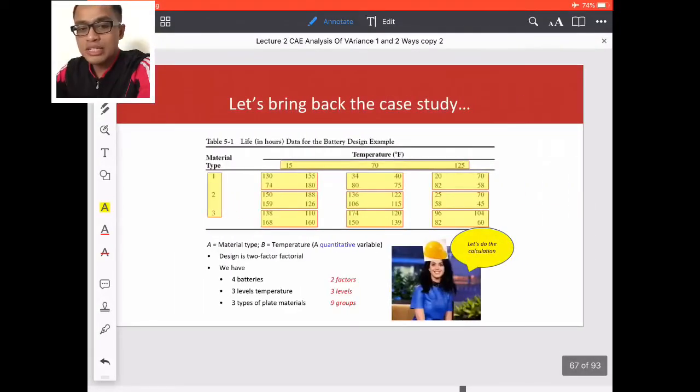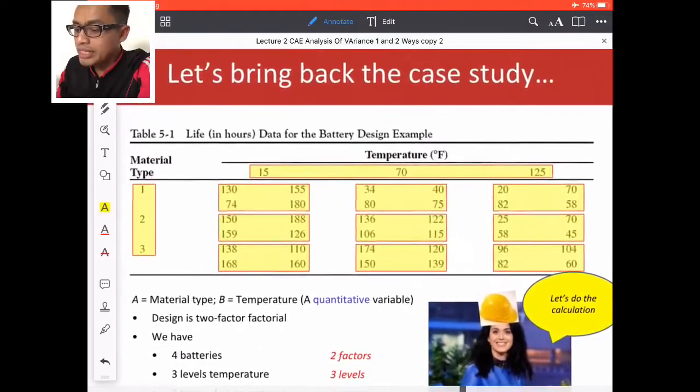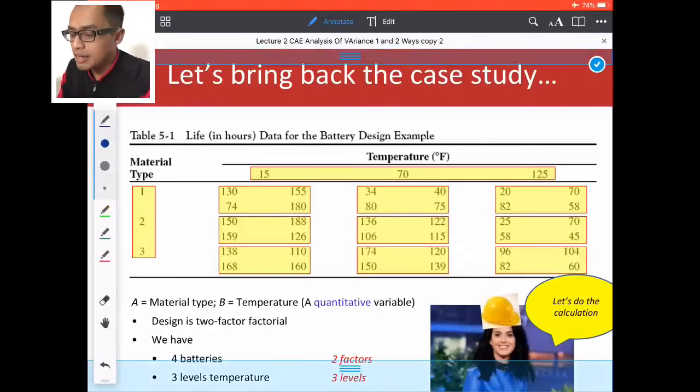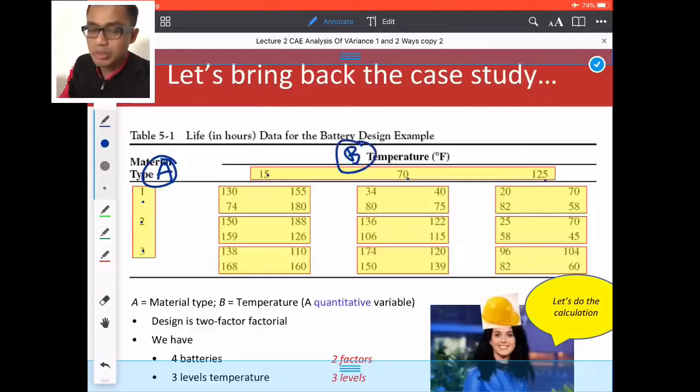Alright, so this is the case study. The temperature, although in degrees Fahrenheit, is the same as degrees Celsius. This is -9, this is 21 degrees Celsius, and this is 51 degrees Celsius. We have 3 types of battery, right? We name this factor A, and name this factor B. Usually in the final exam, I will name this: A is material type, B is temperature, whatever. So you just follow that one, yeah?